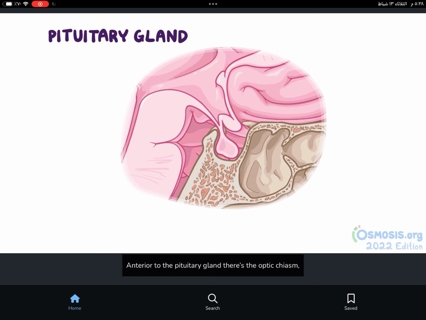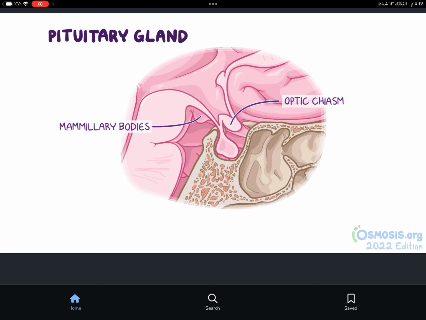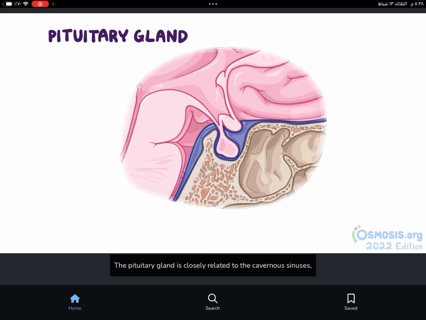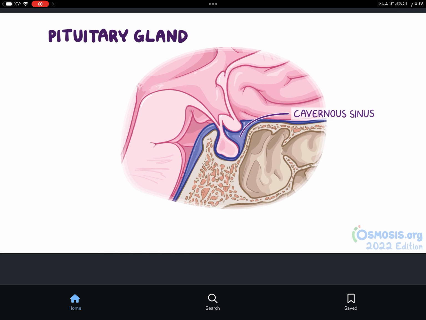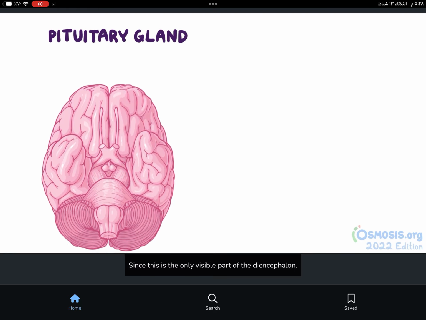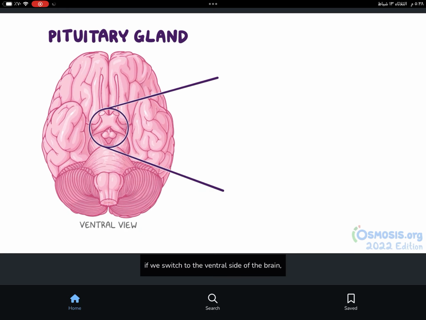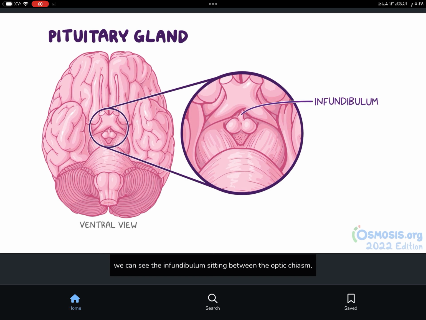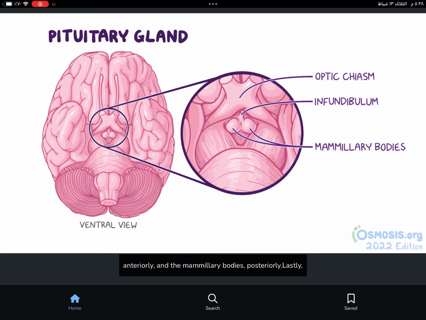Anterior to the pituitary gland, there's the optic chiasm, while posterior to it, there are the mammillary bodies. The pituitary gland is closely related to the cavernous sinuses, which almost enclose the pituitary gland on each side. Since this is the only visible part of the diencephalon, if we switch to the ventral side of the brain, we can see the infundibulum sitting between the optic chiasm anteriorly and the mammillary bodies posteriorly.